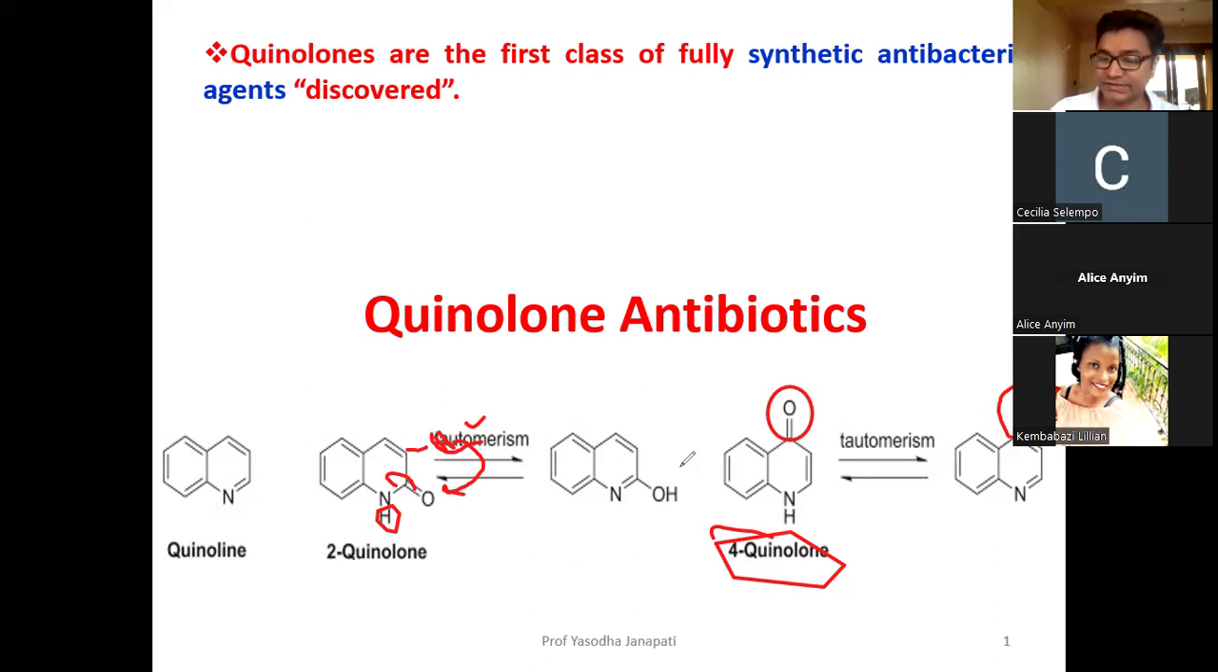So let us see. This is some introduction. These are the first completely synthetic drugs. Till now, whatever we have seen, they are from natural sources. Now these are completely broad spectrum and bactericidal drugs. Broad spectrum drugs.